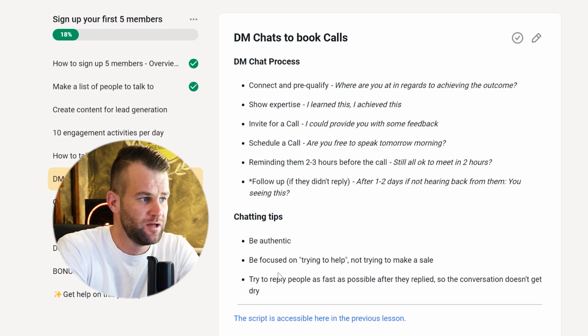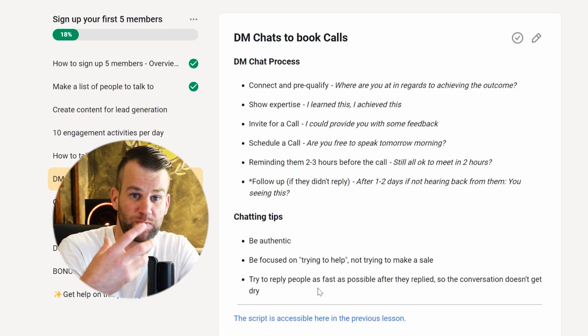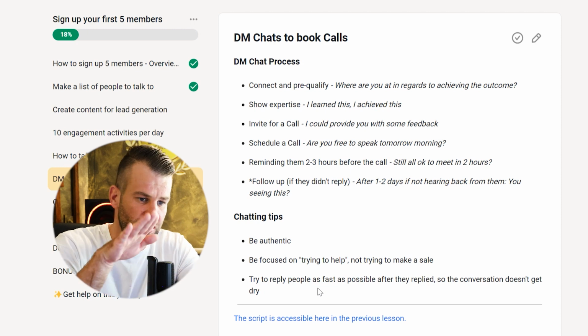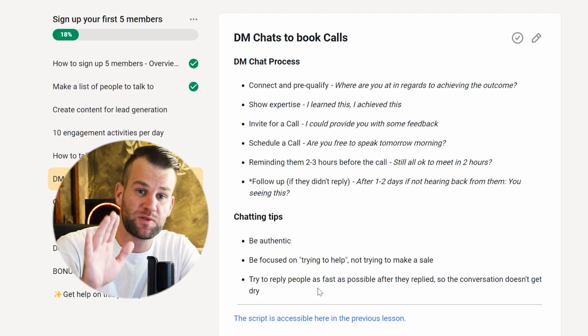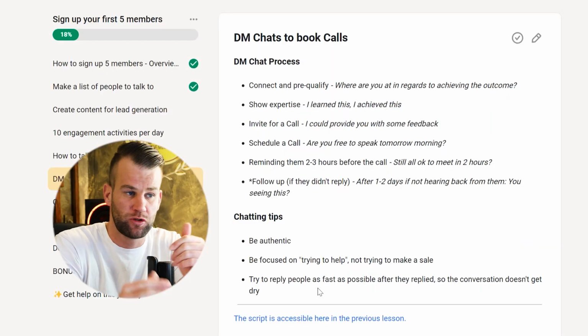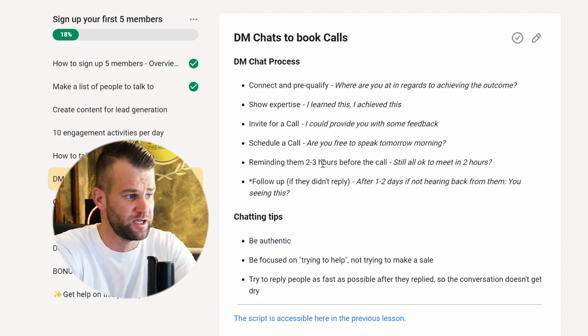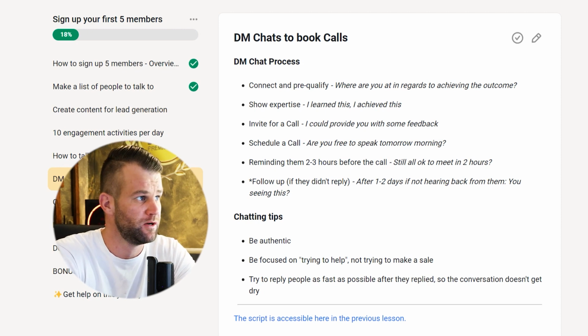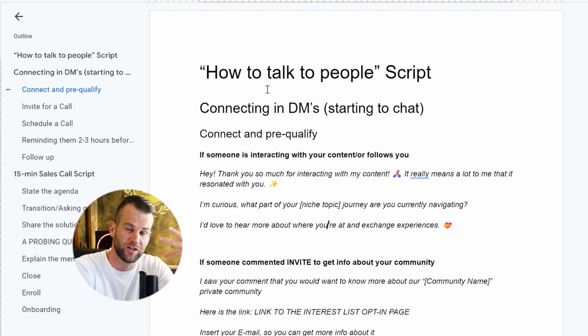So be authentic and try to reply to people as fast as possible after they reply to you, so the conversation keeps flowing, keeps going, and doesn't die. I want you to always be active in your chats on a daily basis, half an hour per day. Check your DMs a few times and go through this agenda conversation process with people. So let's go into the script real quickly now, and then please adjust this script yourself so it looks like your script. It's yours, related to your niche.